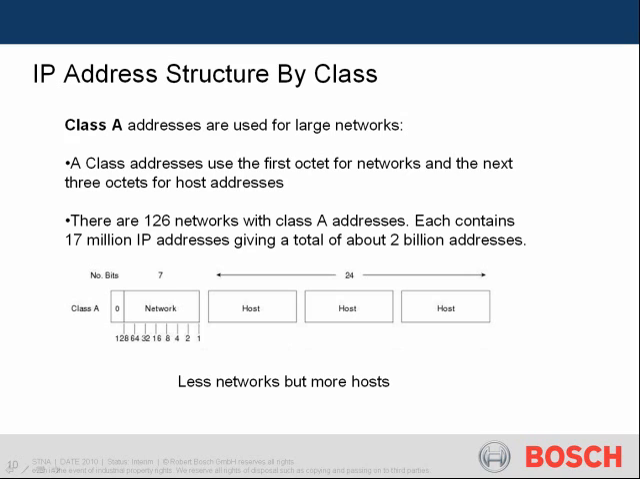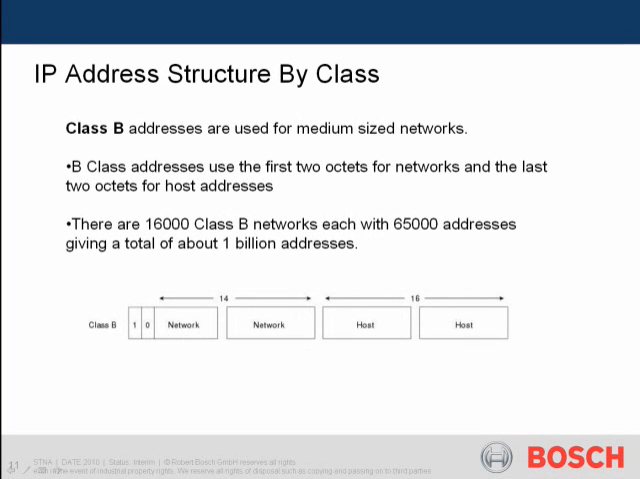The first class we want to talk about is an A-class address. A-class addresses are primarily used for large networks. A-class addresses only use the first octet to define the actual network address. The next 3 octets are used for hosts. There's a total of 126 valid networks within an A-class address range. This is due to the fact that the most significant bit in the first octet, the bit on the far left, is always 0.